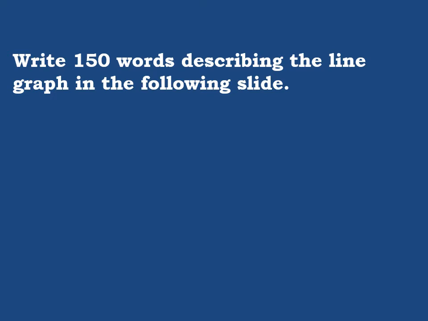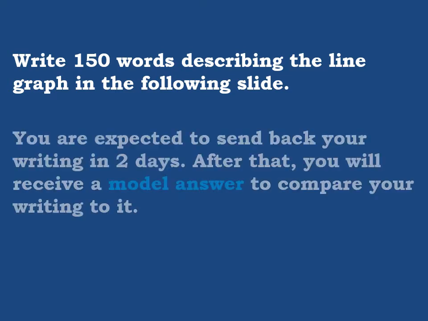So in this task, again, you have to write 150 words describing the line graph in the following slide. The same instructions here. You are expected to send back your writing in 2 days. After that, you will receive a model answer to compare your writing to it. So this is the typical thing from now on. Whenever we ask you to do a task, you have to do it within 2 or maybe 3 at most, 3 more days, and after that you will receive the model answer.